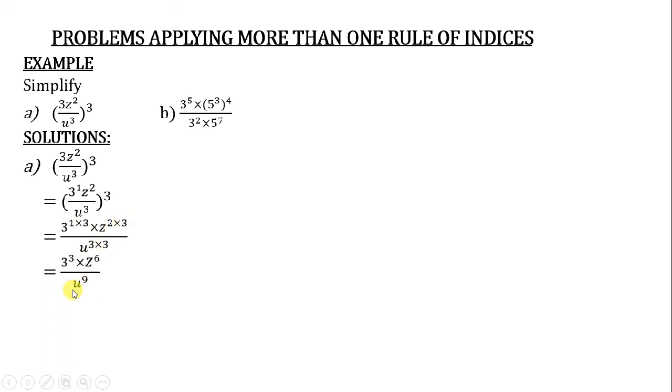3 to the power 3 times, if you multiply 2 times 3, you get a 6. 3 times 3 will give us a what? A 9. So we have 3 to the power 3 times z to the power 6 divided by u to the power 9. If you multiply 3 by itself 3 times, what are we going to get? 27. So we have 27 times z to the power 6 divided by u to the power 9. Our answer will be 27z⁶/u⁹. As simple as that. Let's go to the next example.